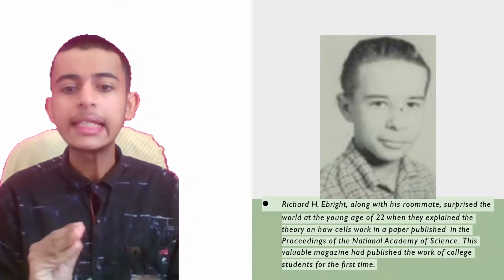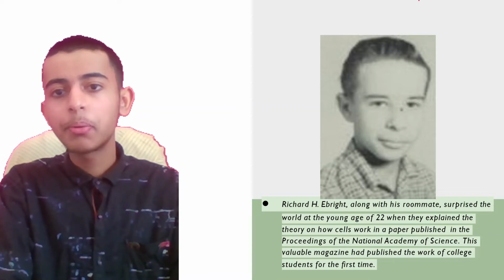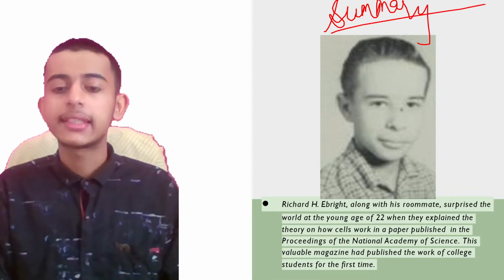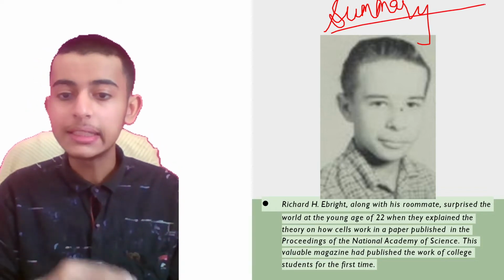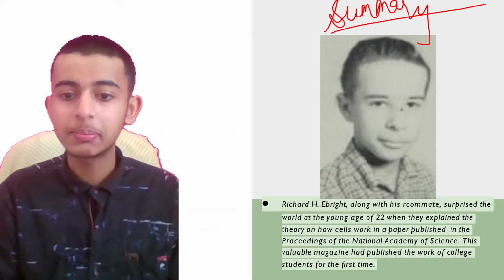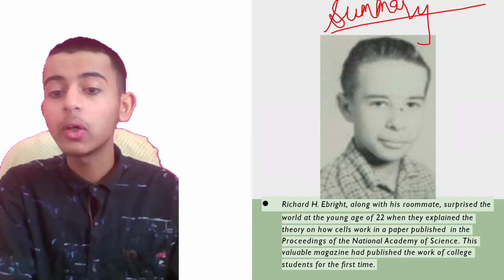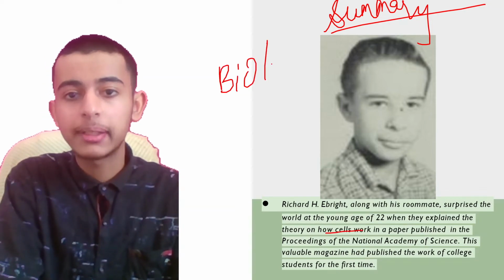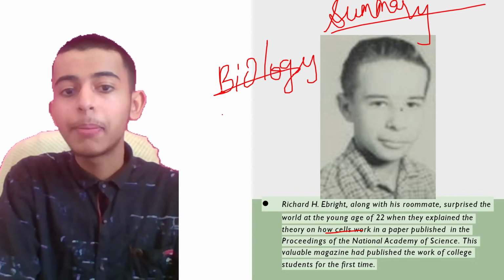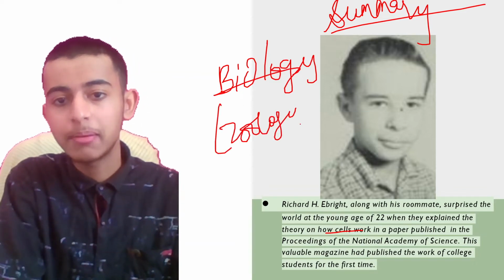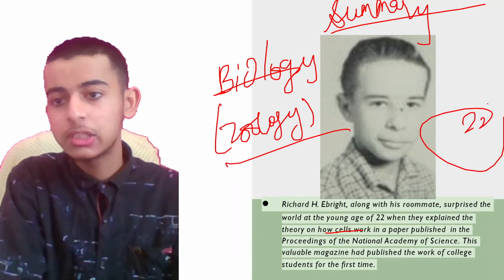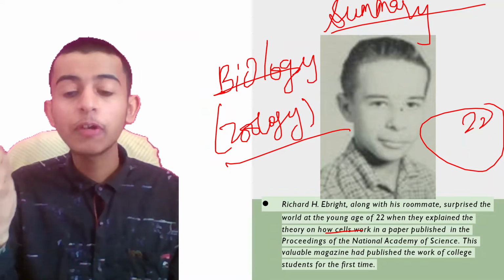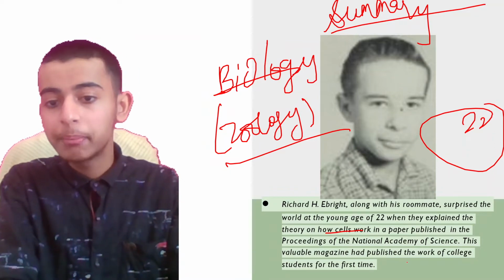Let us get started with the summary. Here is the proper summary for you. Richard H. Ebright, along with his roommate, surprised the world at the young age of 22 when they explained the theory on how cells work. It is related to biology, guys. Remember that, the entire chapter is in biology, zoology. This is the field. Very important. So this is Richard at the age of 22. They explained the theory on how cells work in a paper published in the Proceedings of the National Academy of Science.